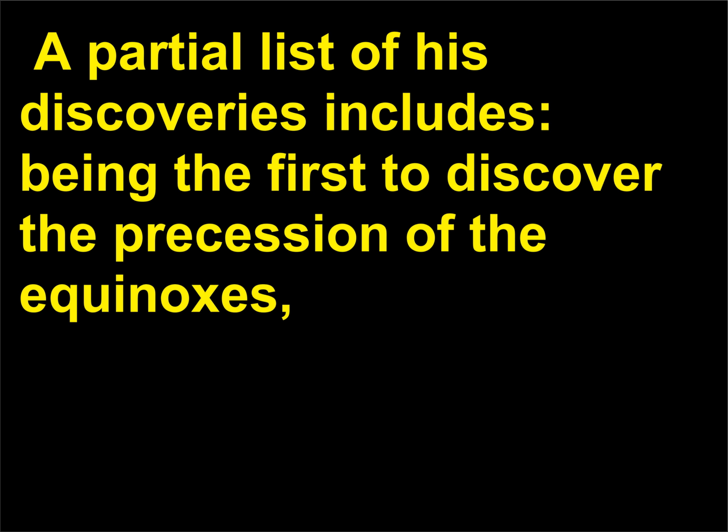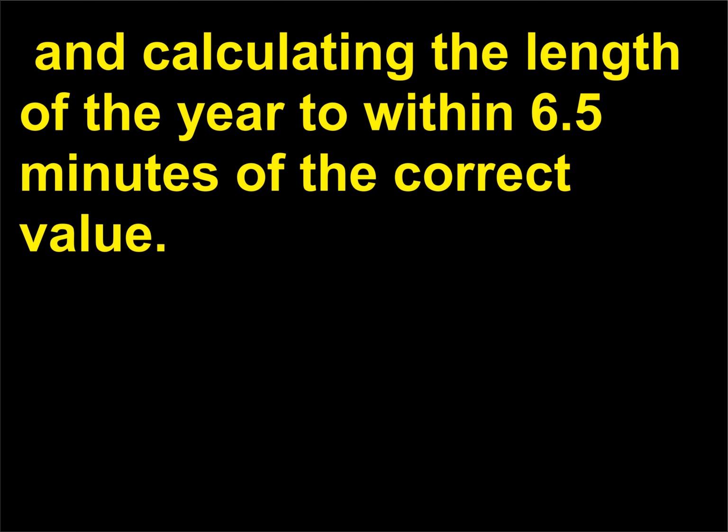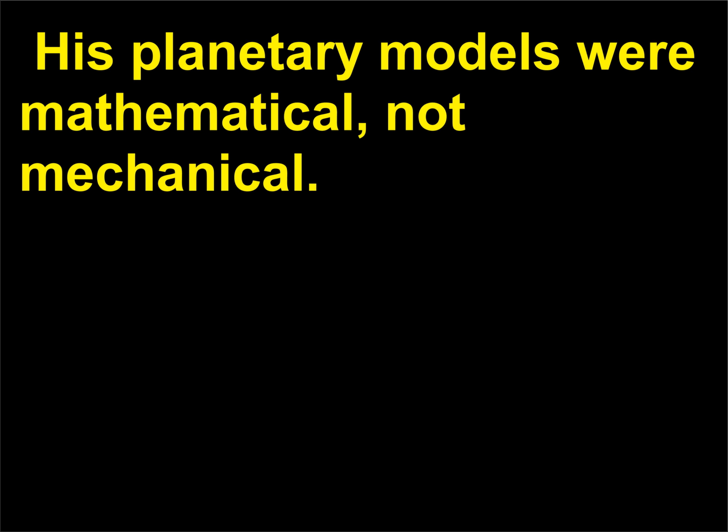A partial list of his discoveries includes being the first to discover the precession of the equinoxes, compiling an extensive star catalogue, assigning magnitudes as a measure of stellar brightness, and calculating the length of the year to within 6.5 minutes of the correct value. His planetary models were mathematical, not mechanical.